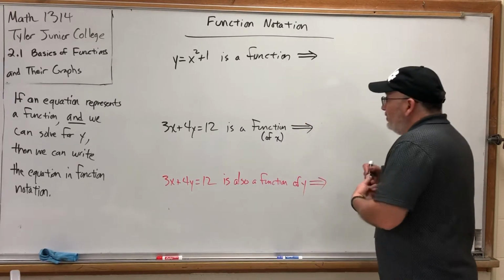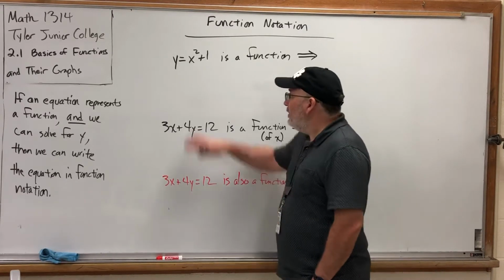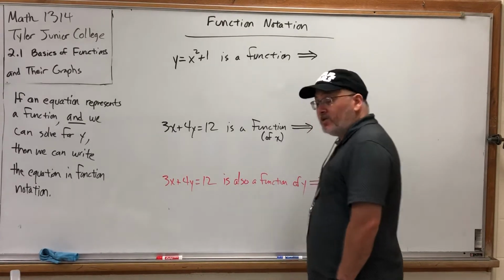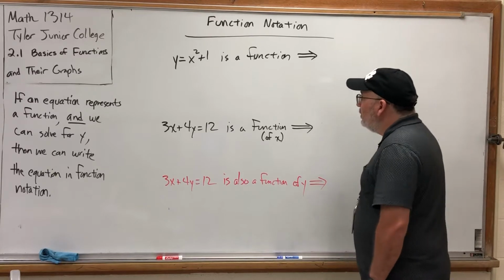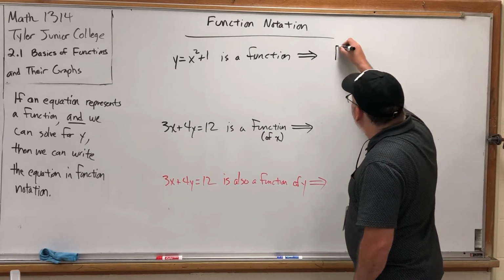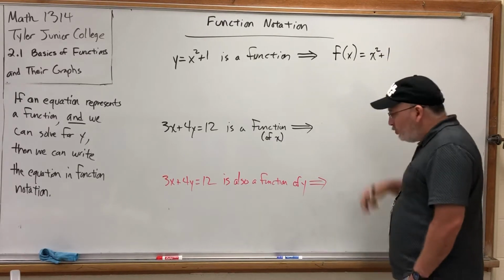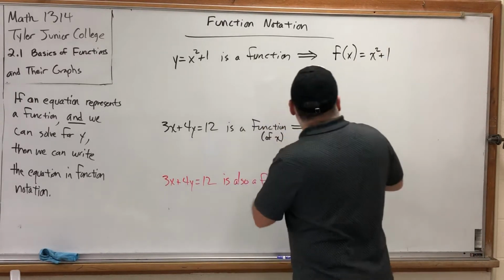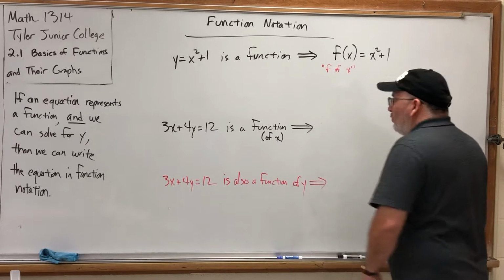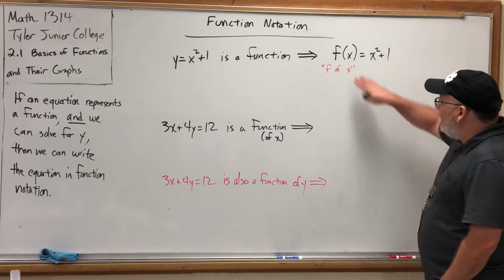If you have an equation that is a function and you can solve for y, then you can write it in what's called function notation. This first equation is already solved for y. So here's how you would write it in function notation. In function notation, you basically change the y to f parentheses x close parentheses, and this would be read f of x. So instead of y equals x squared plus 1, we can say f of x equals x squared plus 1.